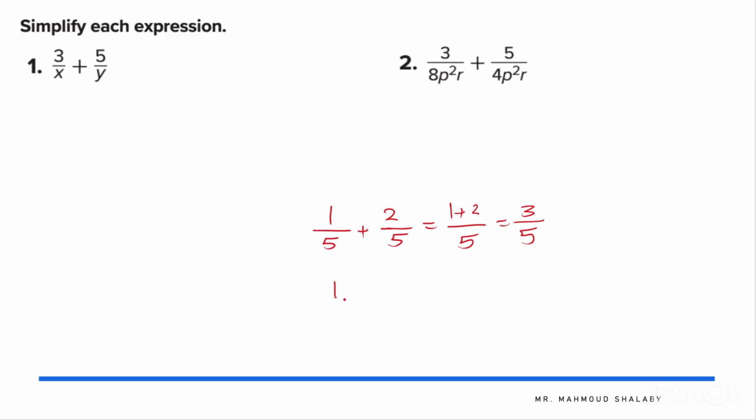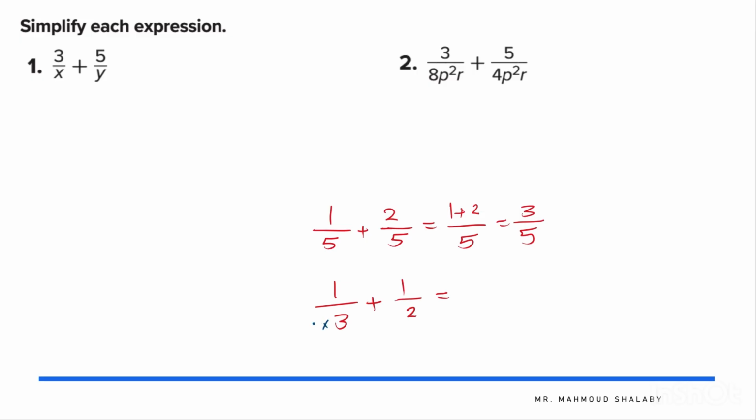But what if it's 1 over 3 plus 1 over 2? Now things change. With 3 and 2, I cannot add because there are different denominators, so we must change every denominator to become the same. Let's see in our case here, for example, how can 3 become a 2? There is no way. So I will start by finding a factor that both of them can divide.